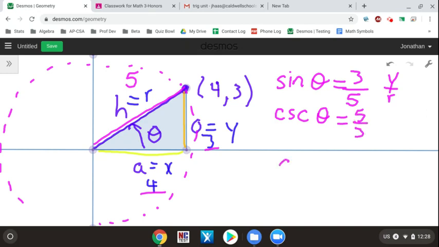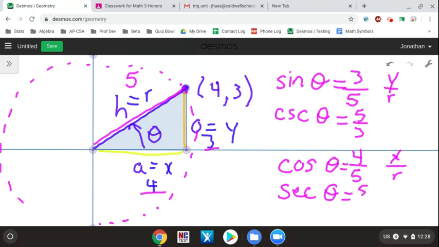Then if I wanted cosine of theta, it is adjacent over hypotenuse, but in this case, they might write it as x over r. And that would be the adjacent side, or the x coordinate, which is 4. And the hypotenuse, or the radius, the distance from the center, would be 5. And that means if I was looking for the reciprocal function, since cosine has a c, I look for the reciprocal that doesn't start with a c, which is the secant, and that is 5/4.